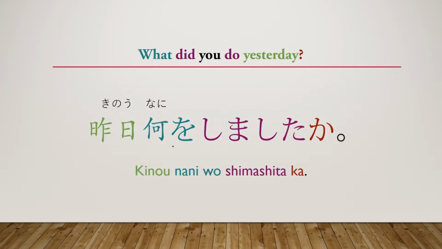Okay, so the next example is, what did you do yesterday? So this is basically the last sentence, except instead of tomorrow, we have yesterday. Instead of the present tense, we have the past tense. So this would be, kino, nani o shimashita ka? So this one is asking, what did you do yesterday?